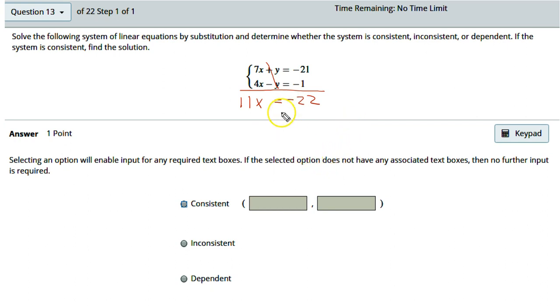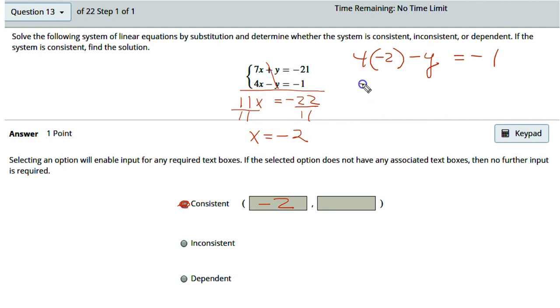Wow. Now you divide both sides by 11, and we get x equals a negative 2. So it would be consistent, and one of our values is negative 2. Now if x is negative 2, we can then put that x value, let's say here, 4 times negative 2 minus y equals a negative 1. We're just substituting our x value now in this second equation.